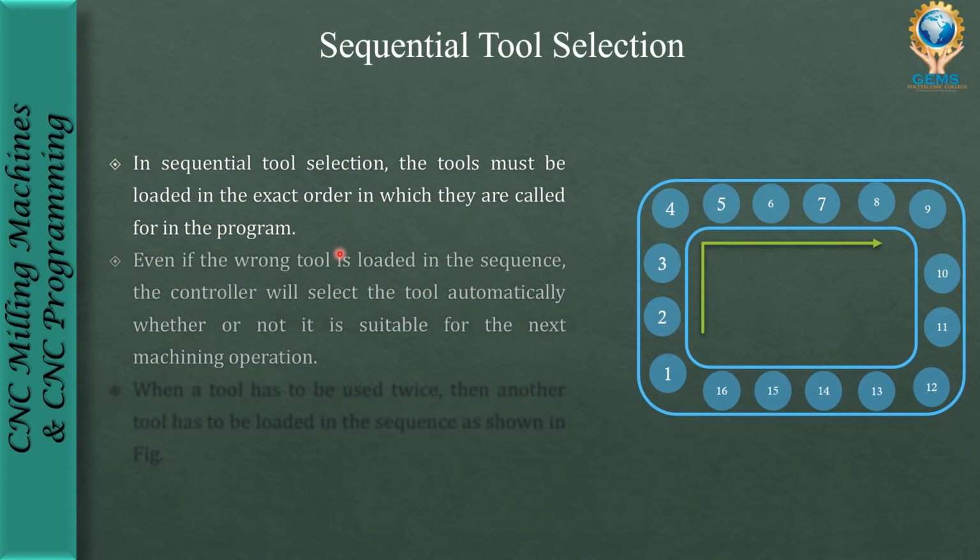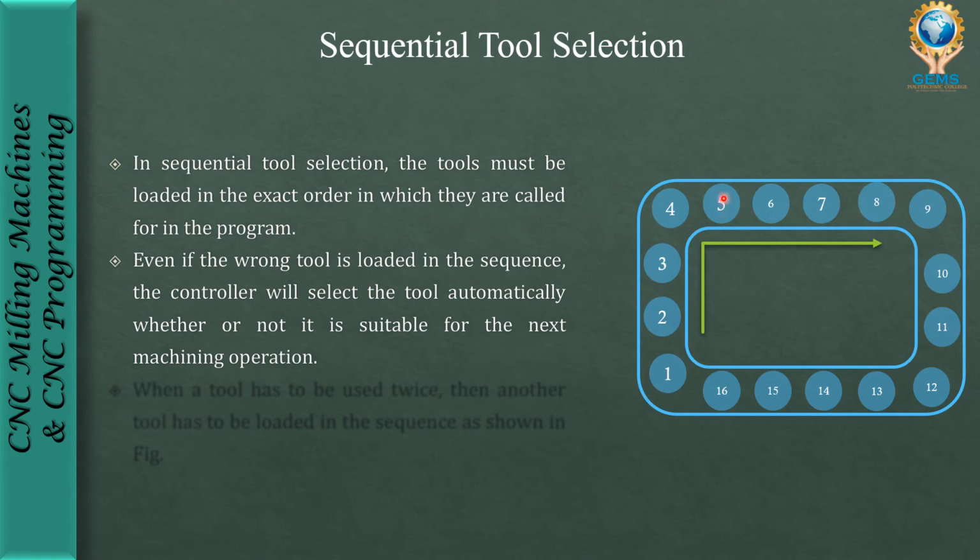Even if the wrong tool is loaded in the sequence, the controller will select that tool automatically, whether or not it is suitable for the next machining operation. This is the major drawback in this tool selection. If you arrange the tools 1 2 3 4 5 6 till 16, but for example I need a drilling tool to be selected, but my drilling tool is elsewhere in the tool list.